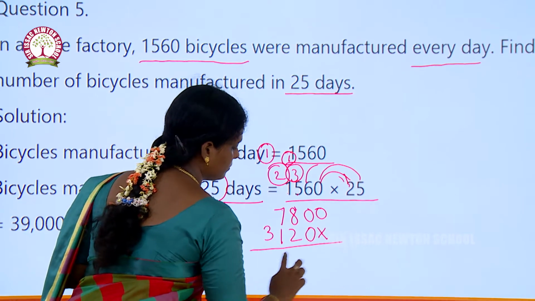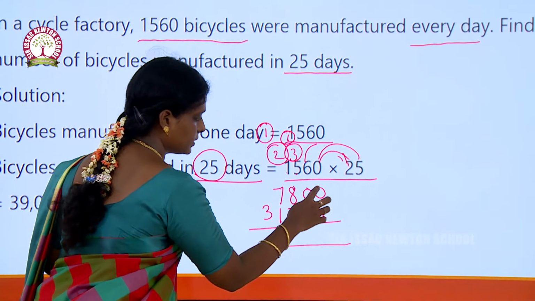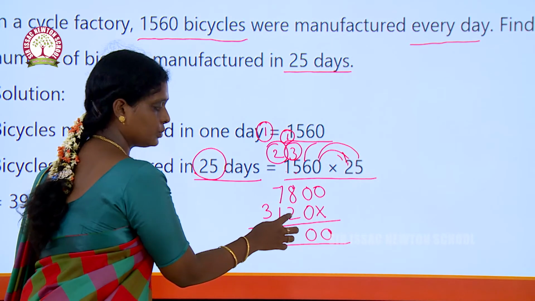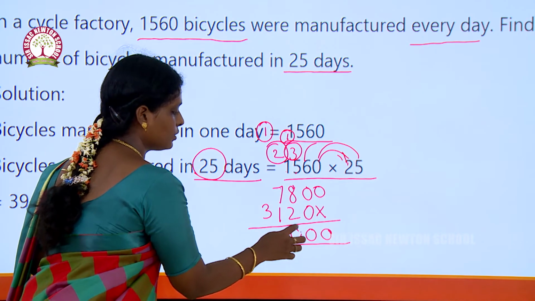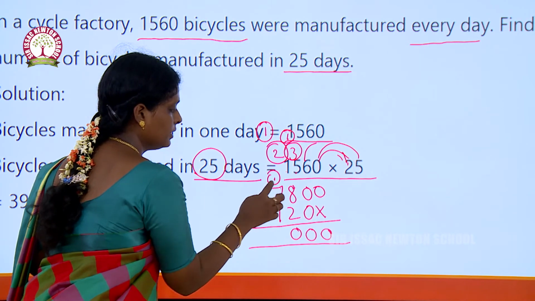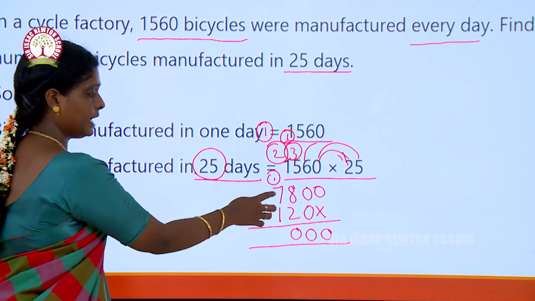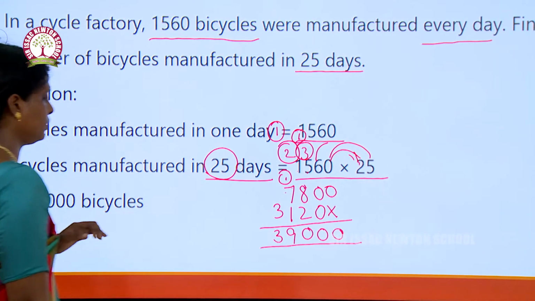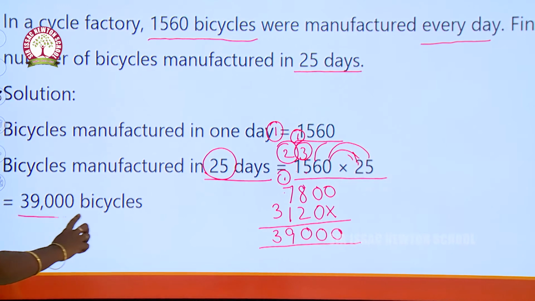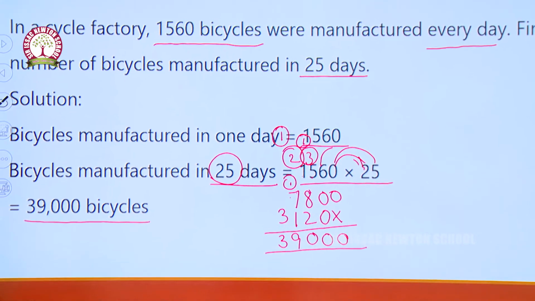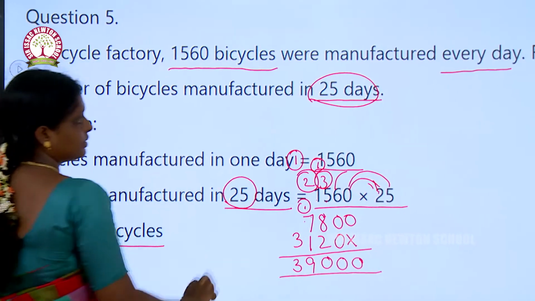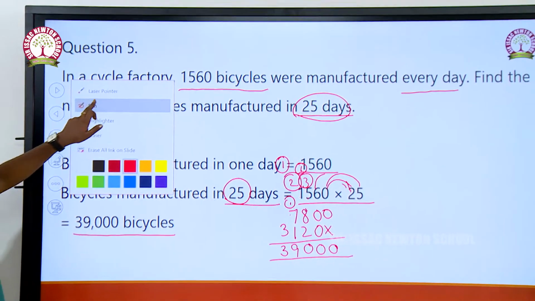So, now we have to add these two numbers. So, 0, again 0, 8 plus 2 is 10. So, 0, reminder 1. So, 1 plus 7 is 8, 8 plus 1 is 9, at last 3. So, they have manufactured 39,000 bicycles in 25 days. Okay. Next question.